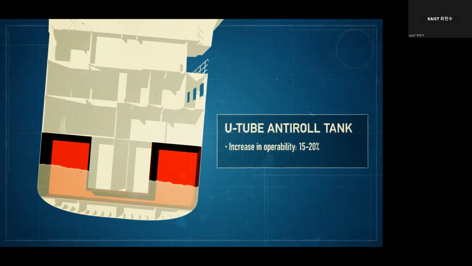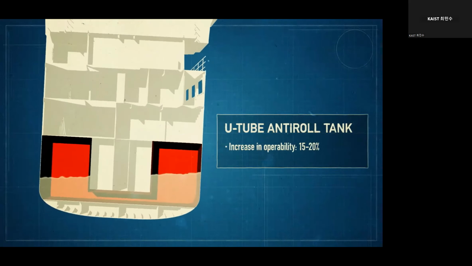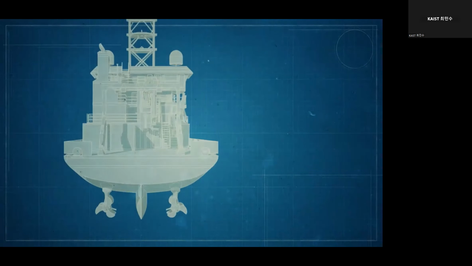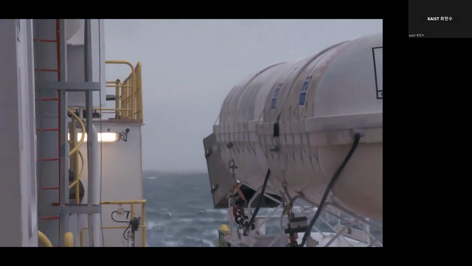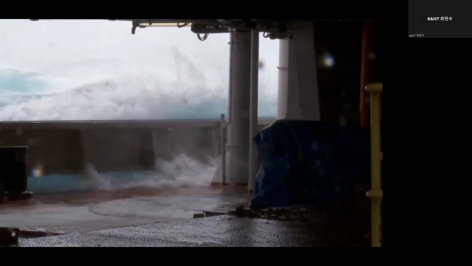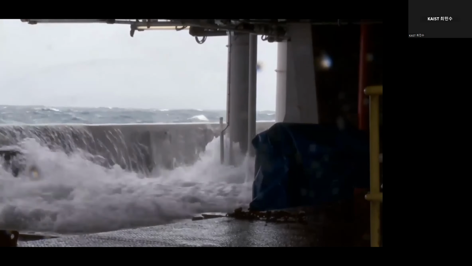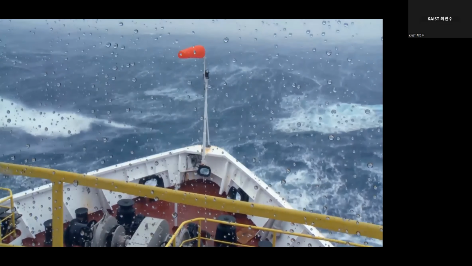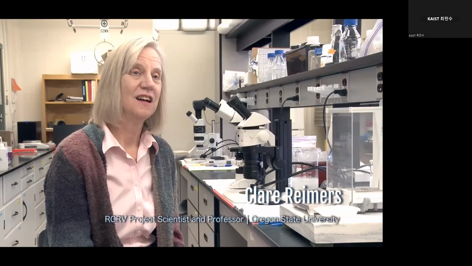Part of the design has been to incorporate a U-tube anti-roll tank. That means the vessel can operate in more challenging environments, and a lot of our coastal environments do see some pretty severe weather conditions, and we like to be able to investigate ocean processes under all conditions, not just on a sunny day.